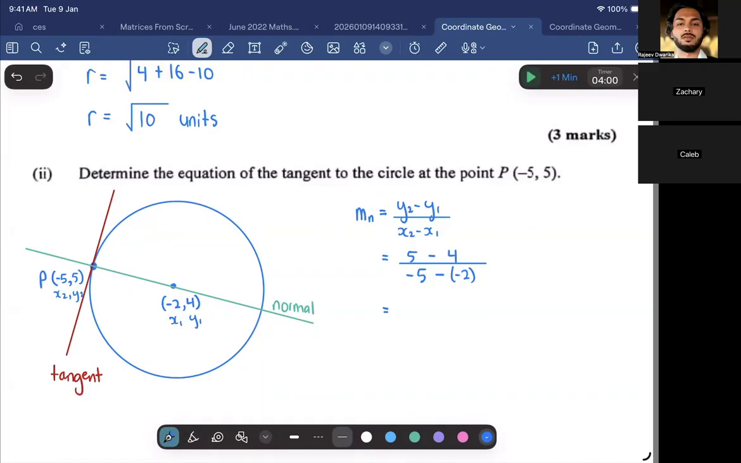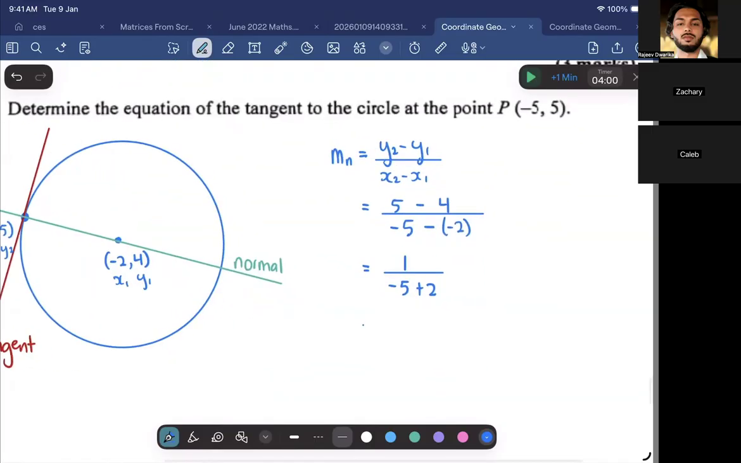1. Okay, so we have negative 5 here, minus negative 2, which will basically be plus 2. What is negative 5 plus 2? Negative 3. So you can end up with a negative gradient. So that's the gradient of the normal.